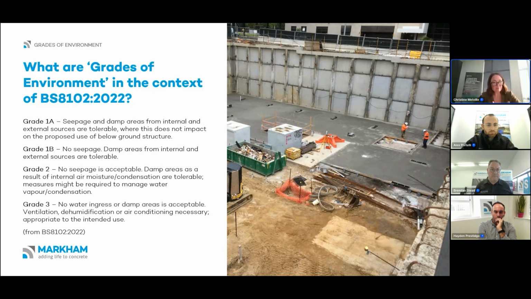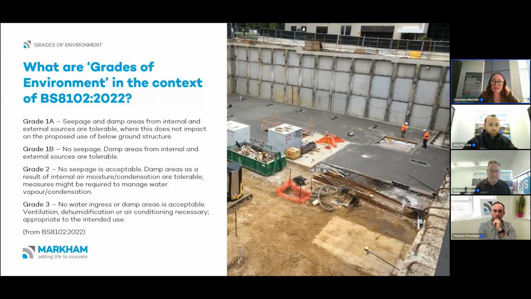Moving up one from there is grade 1B, so no seepage whatsoever. No water gradually moving through, but you might see damp patches on the wall. Again, you've got to make sure that it's not impacting on the use of the structure. Grade 2, so no seepage acceptable, no damp areas coming in from the outside, but it might be like a car park or something like that, where it's okay if there's condensation forming on the walls, but it's not coming through from the outside. That is how grade 1B differs from grade 2.